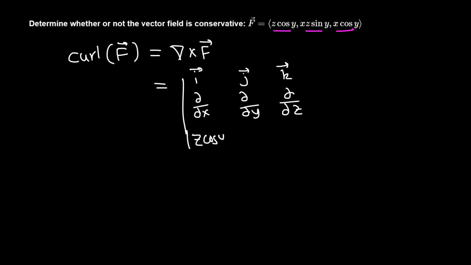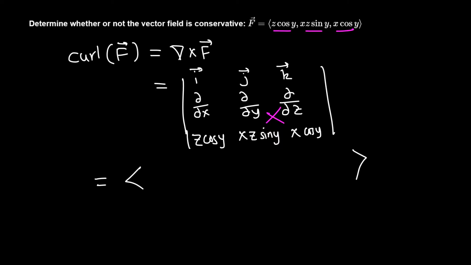z cosine y, x z sine y, x cosine y. Okay, now let me write in component form, by the way. So for the first component, for i, we delete the row and column containing i, so we go this way minus this way. This way means find the partial derivative of this with respect to y. Okay, minus this way, then partial derivative of this with respect to z.